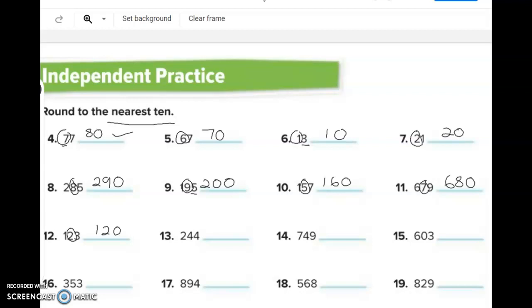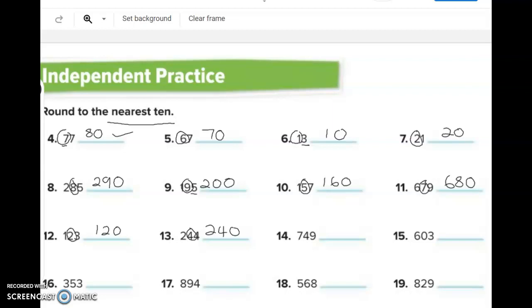At number 13, I have the number 244. I circle the 4. I look to its right and I have the digit 4 in the ones column. And that means that my number is going to come down because it's 4 and below. So it goes down to 0. And the 4 doesn't change. And neither does the 2 in the hundreds column. So the answer is 240.